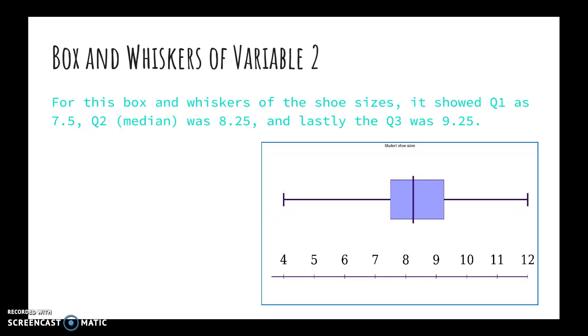Box and whiskers of variable 2. For this box and whiskers of the shoe sizes, it showed me quartile 1 as 7.5, the median, quartile 2, was 8.25, and lastly, quartile 3 was 9.25.